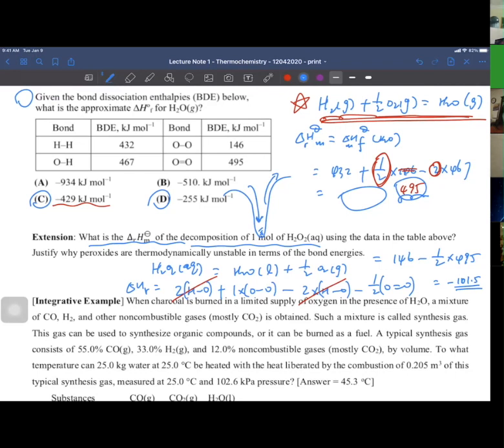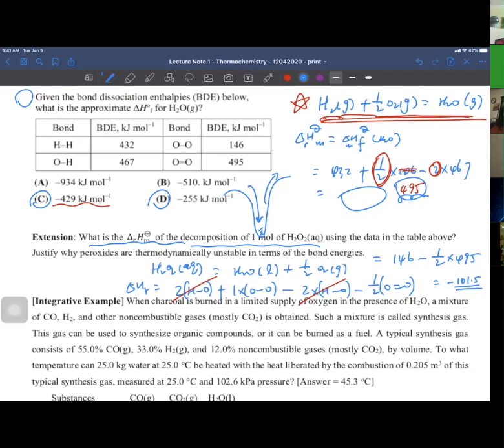Did you get the same answer as me? Negative 100.5 kilojoule per mole. Actually, you will realize the two O-H bonds are broken in the hydrogen peroxide, and they are also formed when the water is produced, right? So actually, the net change is 1 O-O single bond changing into half of an O=O double bond. So it's a comparison between how strong is 2 O-O single bonds and 1 O=O double bond.